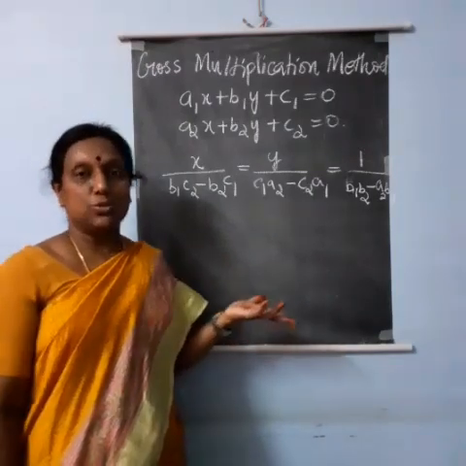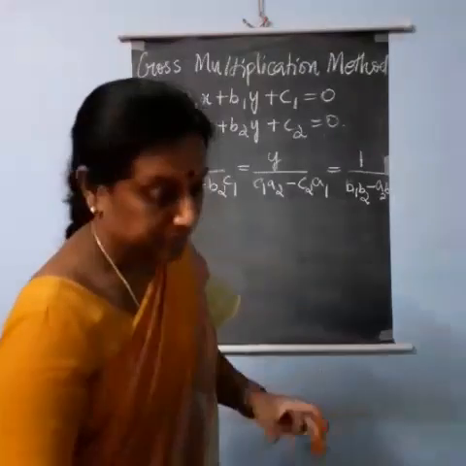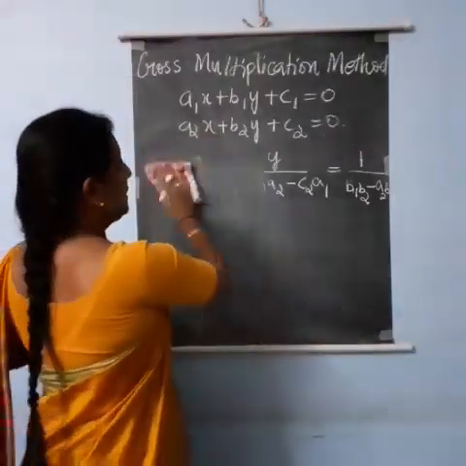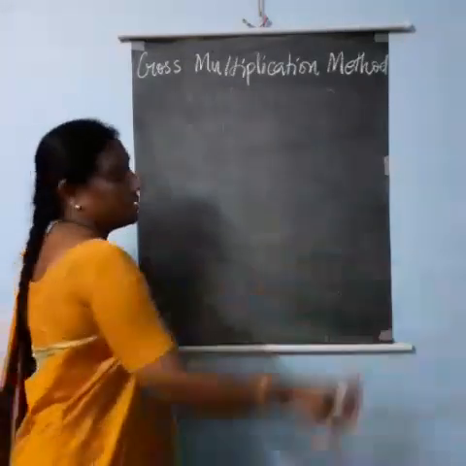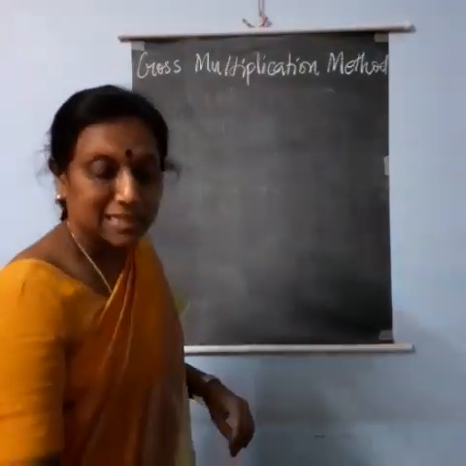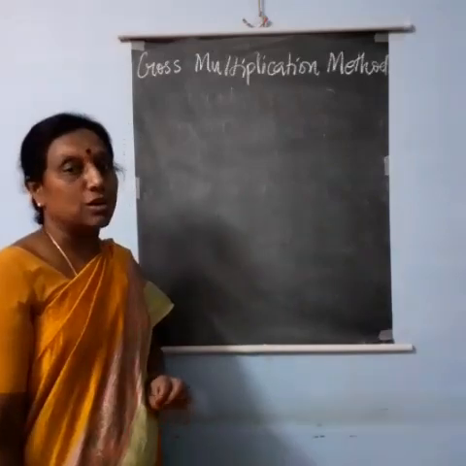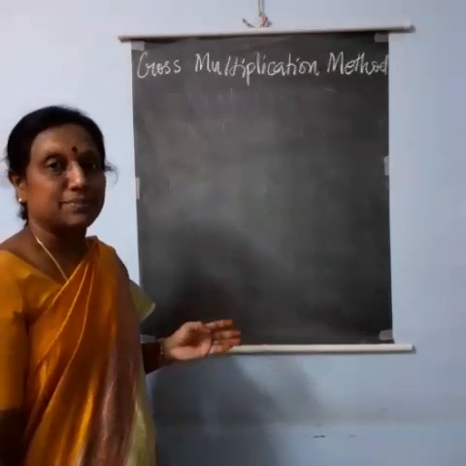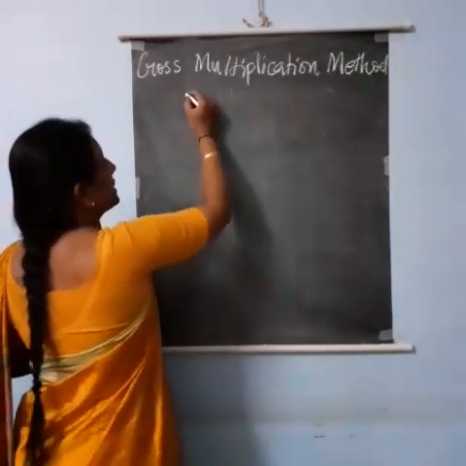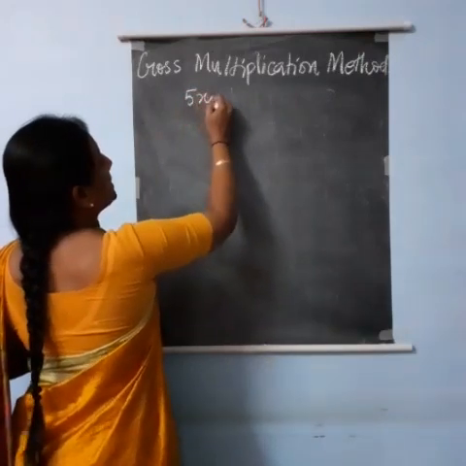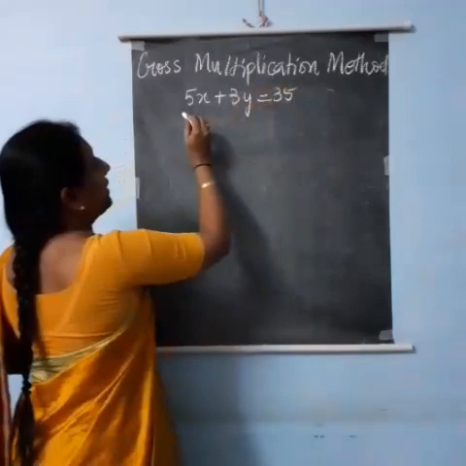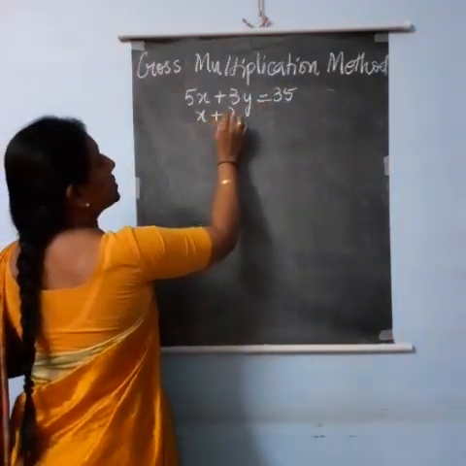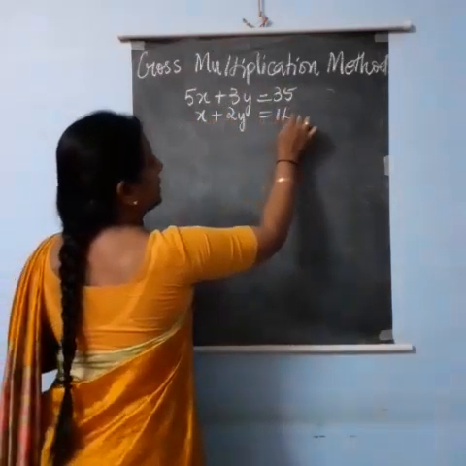So let us use an example and see how we can go about this method, right? I'll explain with an example and teach you the method for solving a pair of linear equations by this method. Let us take the equations as 5x plus 3y equal to 35 and x plus 2y equal to 14.